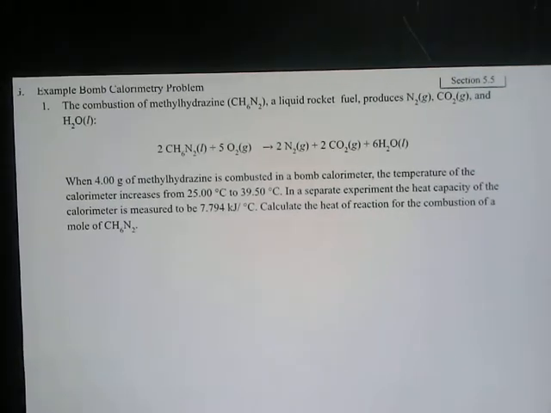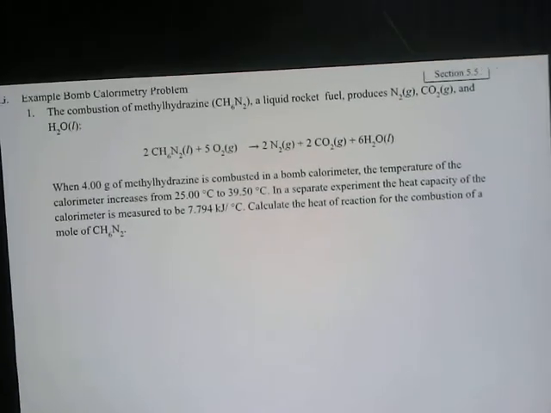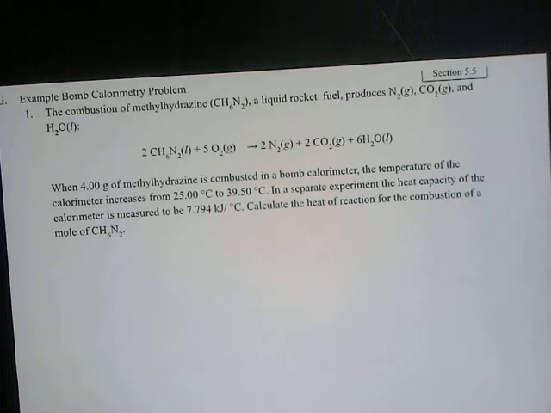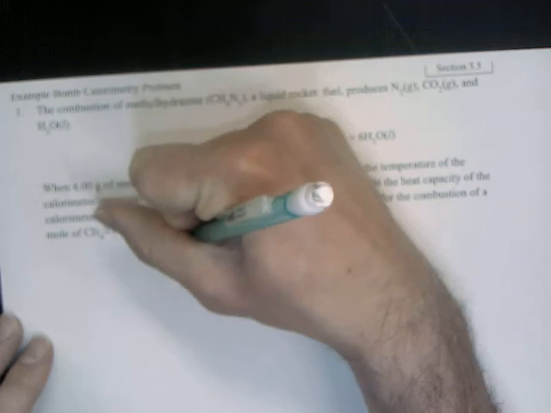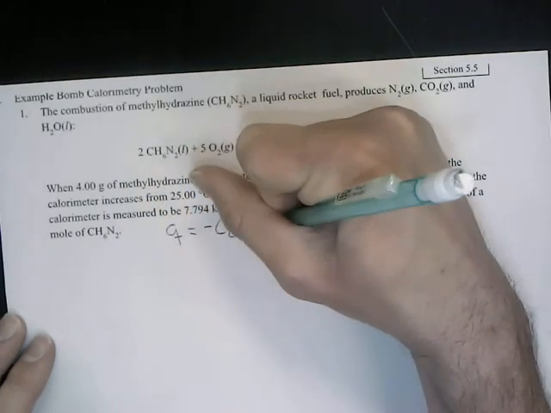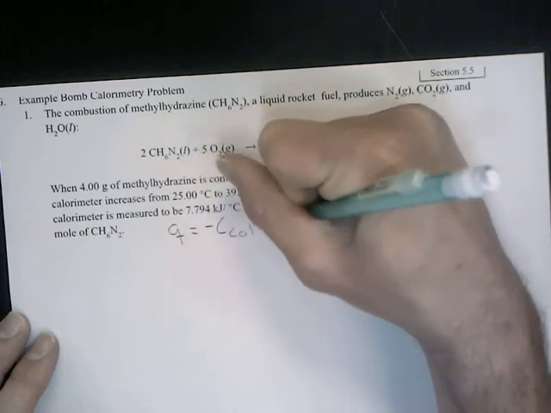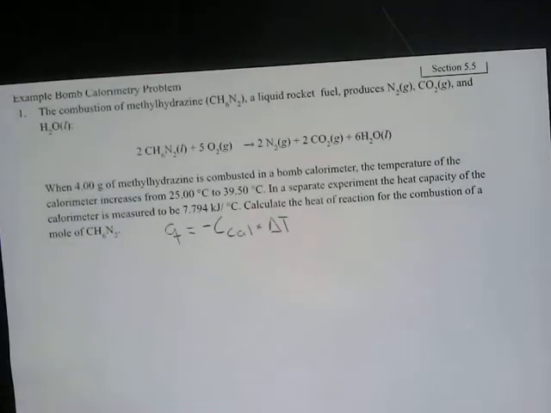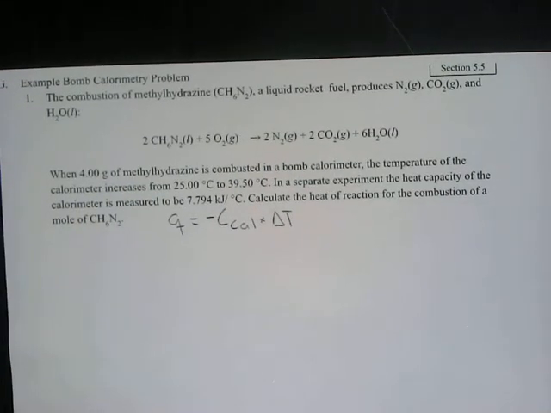All right, so like I mentioned before, we are going to have the bomb calorimeter formula here. I'm just going to write this down, where Q equals negative C_cal times delta T. Then we'll review what the problem says. It says the combustion of methyl hydrazine, formula seen below, is going to produce nitrogen, carbon dioxide, and water. And so now we have a problem here.